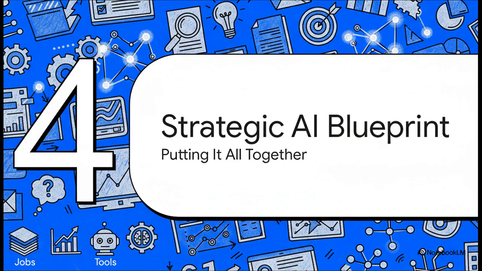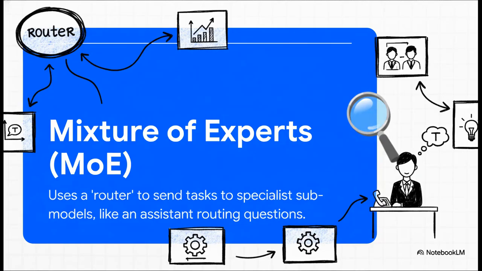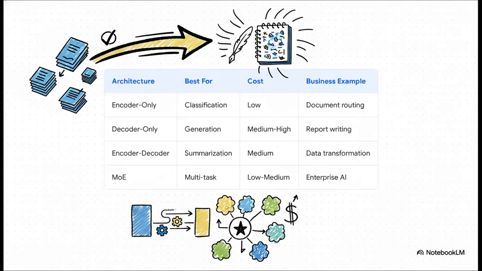Okay, so we have our 3 distinct jobs and our 3 specialized tools. Let's put this all together into a real, practical blueprint that you can actually start using. But first, a quick word on a newer, really efficient architecture called Mixture of Experts, or MoE. Now, instead of having one huge monolithic model trying to do everything, an MoE has a clever router that looks at your request and sends it to the best, small, specialist submodel for that job. Think of it like a great executive assistant who knows exactly which department head has the answer to any question. It's just incredibly efficient.